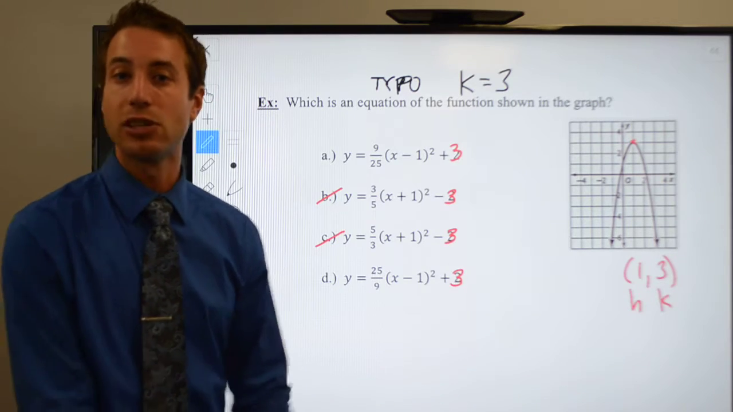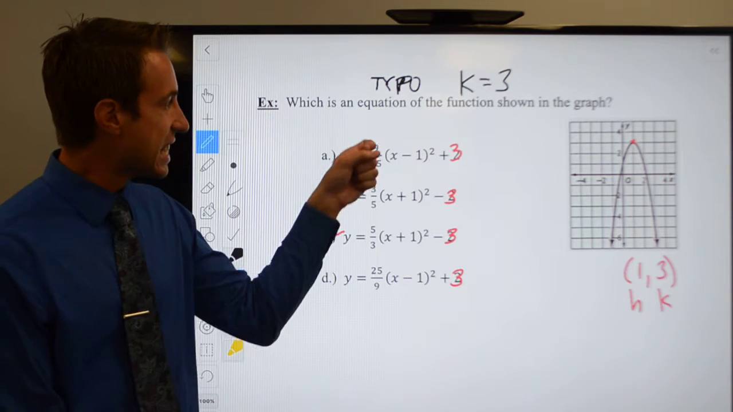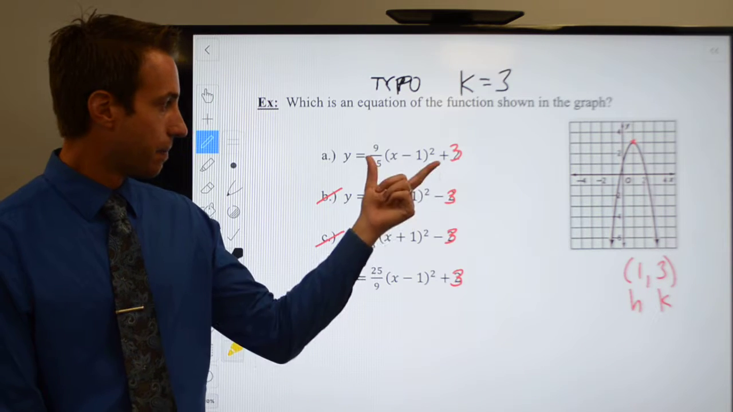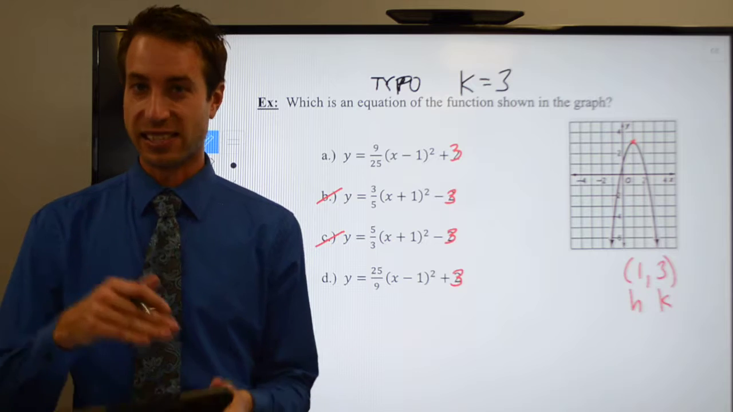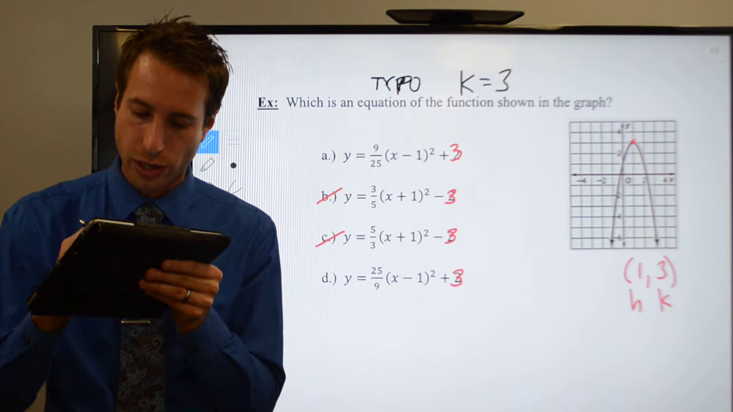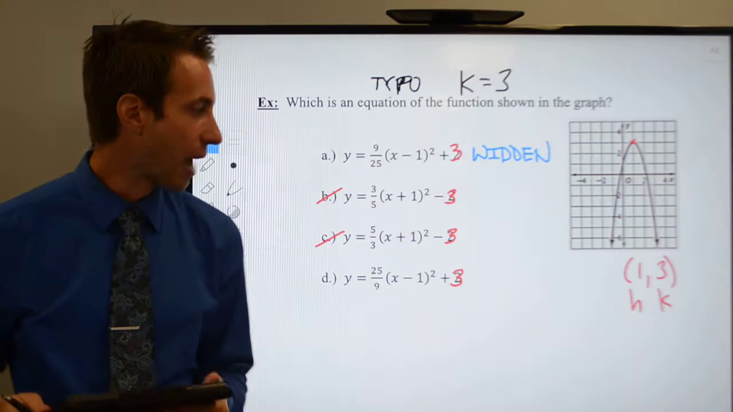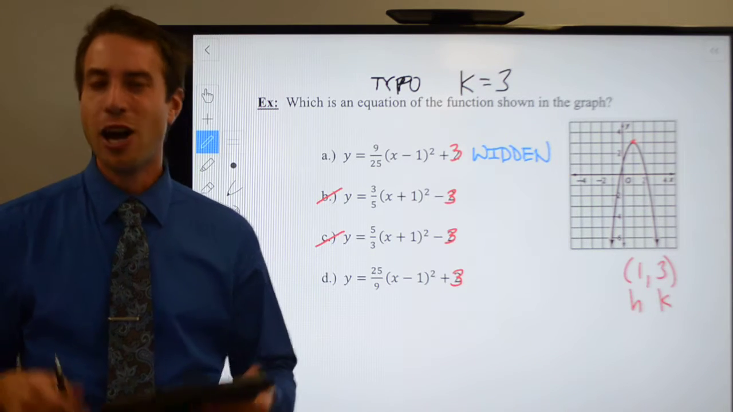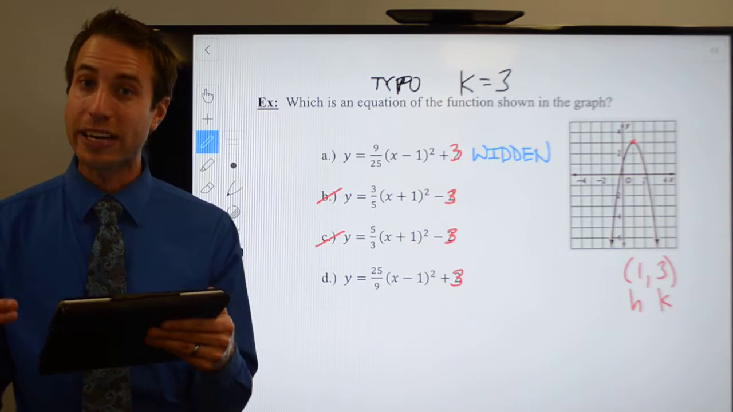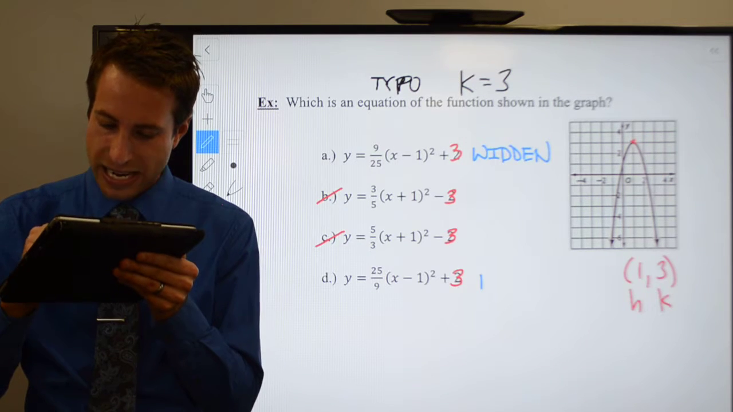Okay, so the way I'm going to have to narrow this down is taking a look at the a value. 9 divided by 25. Well, because 25 is bigger than 9, this is going to give me a number less than 1. And a number less than 1 is going to be a vertical compression, which would widen the graph. 25 divided by 9. Well, 9 is smaller than 25, which means I'm going to wind up with a number greater than 1. And a number greater than 1 serves as a vertical stretch, which would narrow.